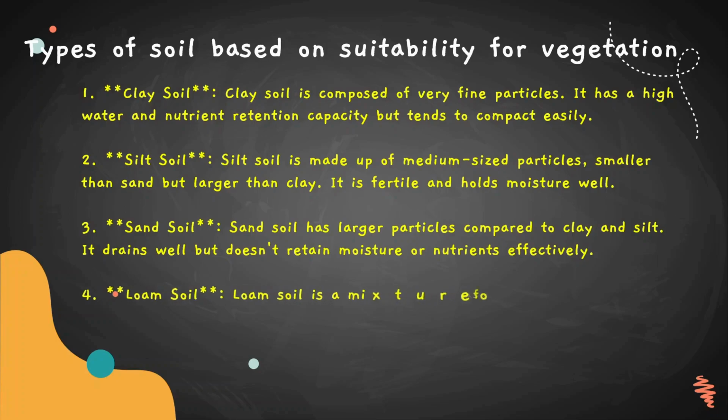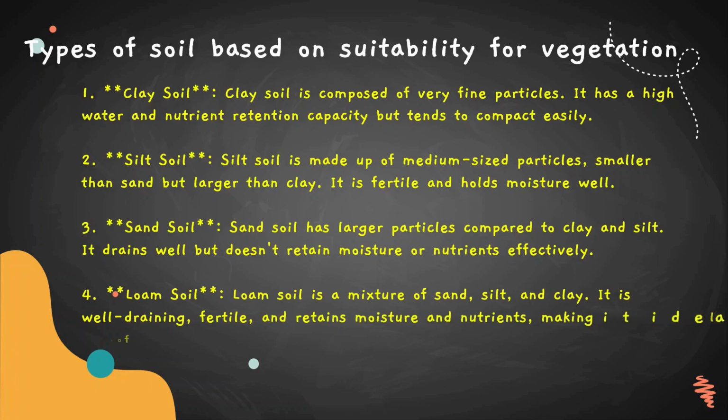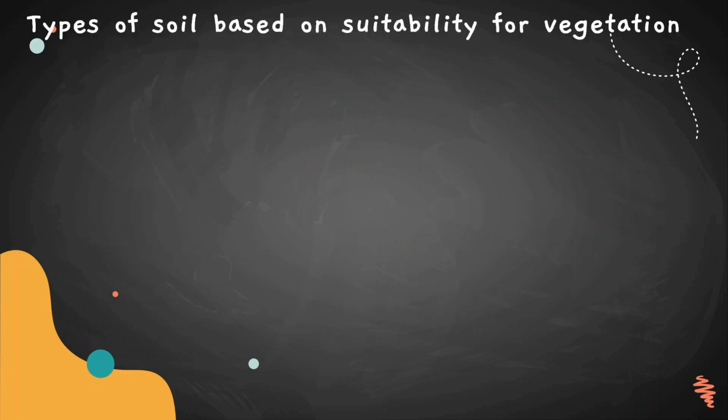Then we have loam soil. So loam soil is a mixture of sand, silt, and clay. It is well draining, fertile, and retains moisture and nutrients, making it ideal for plant growth. So loam soil is the combination of sand, silt, and clay, and it is very good for any kind of plant growth.